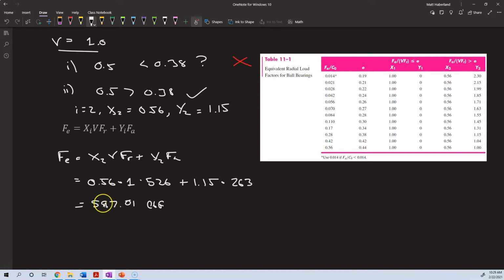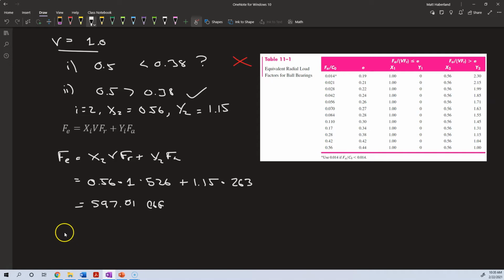So how many revolutions can it survive? We can use all the same equations as we had above. We can do the same analysis because we have an equivalent radial load. So that's when you've got an axial load. It's just as easy as doing problems with just a radial load, but you have to find what that equivalent radial load is first, and then you can apply all the same formulas.